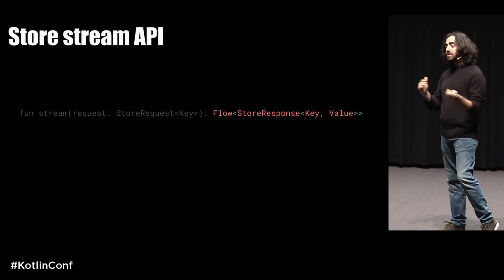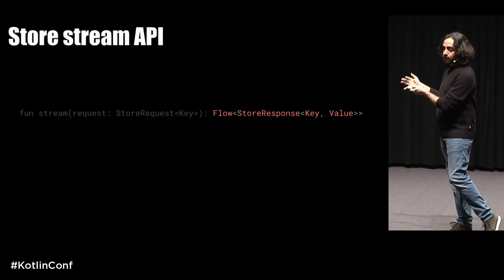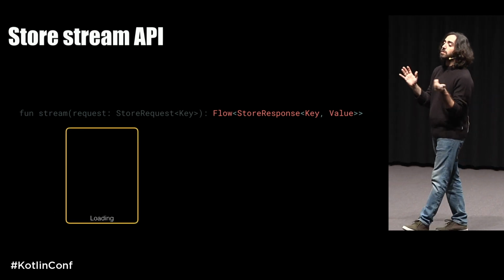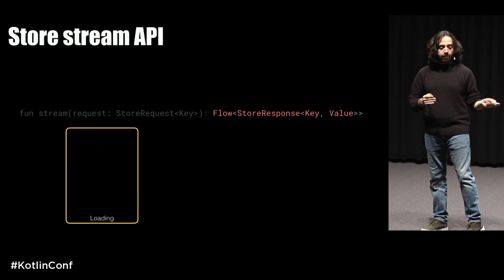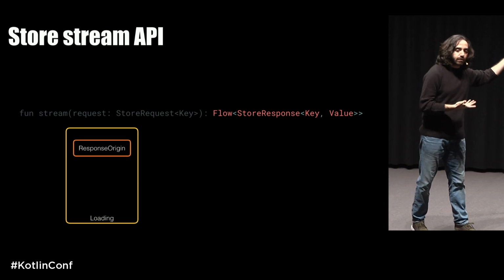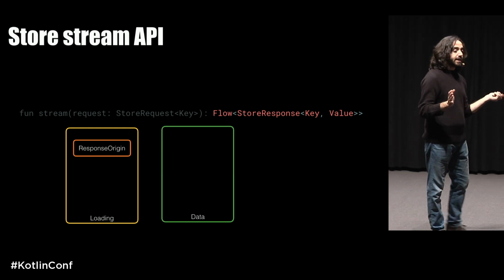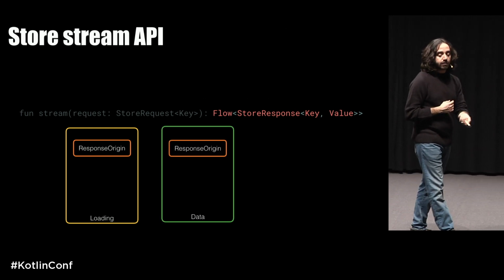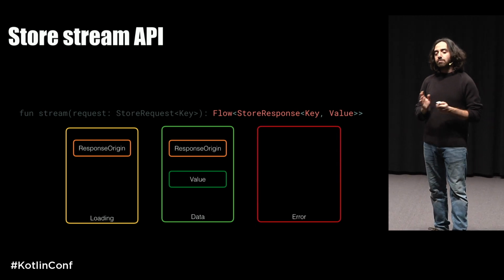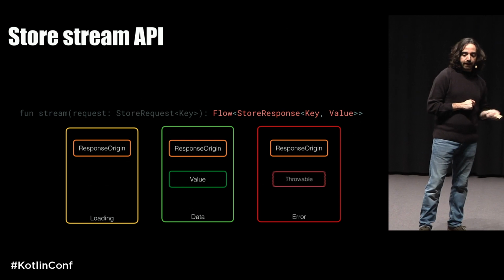And one more thing. So this returns you a flow of store responses, another place where we take advantage of Kotlin, because this store response is a sealed class. It might be loading. This is going to tell you where the loading event is coming from, like your network is loading. It might be data, in which case it will have the value. It will, again, tell you where the value is coming from. And it might be an error where we have the exception.